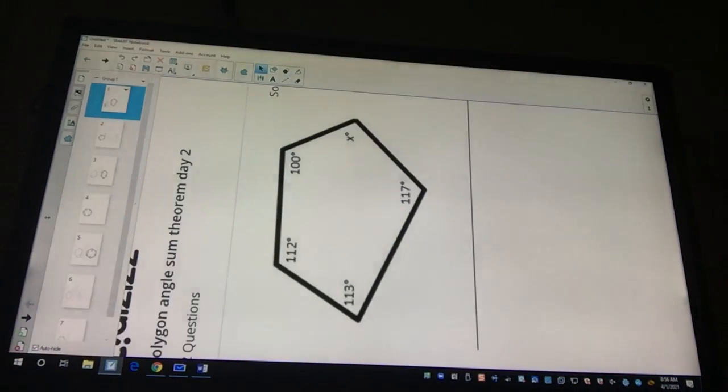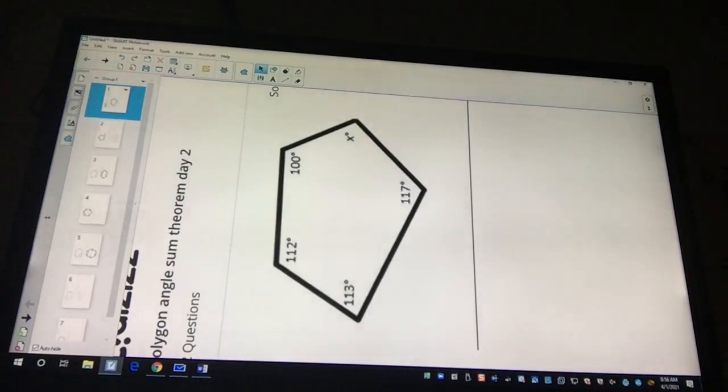Same thing as yesterday with the exception of a few. Okay, so don't try to work ahead because you're probably not going to know how to do the few that I am going to do on the board.